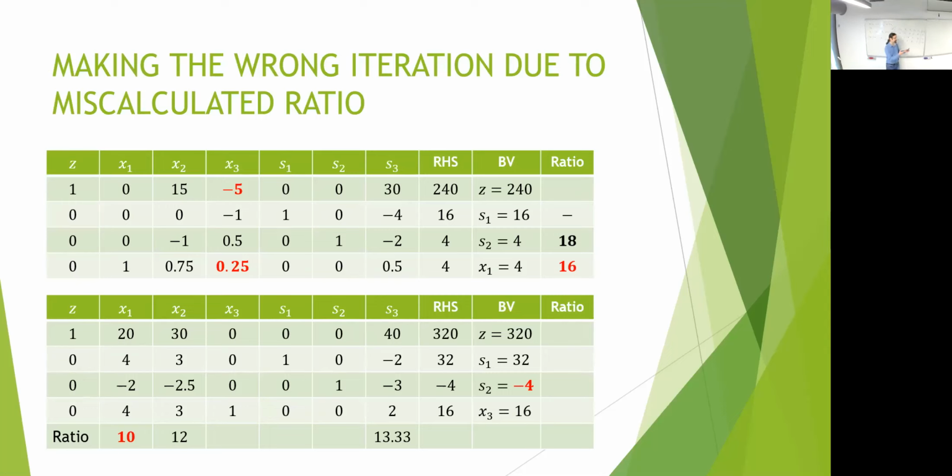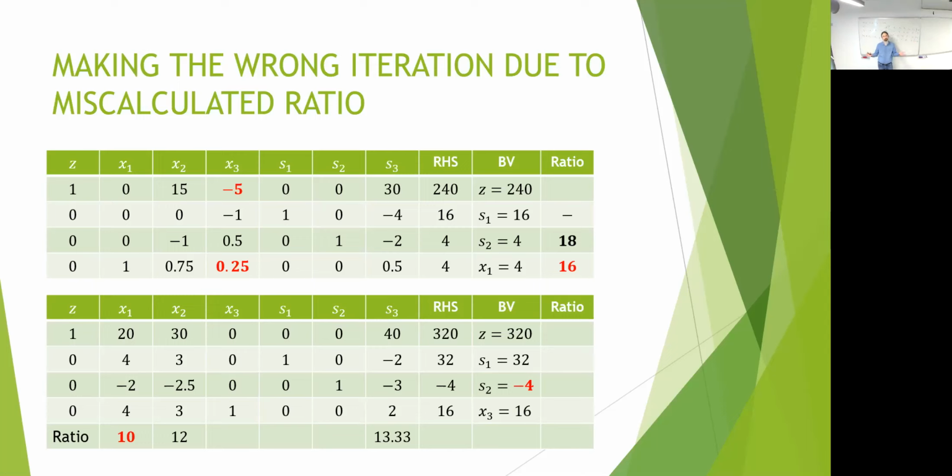For example, this is the Dakota example with the last row taken out. We don't need that last row anyway. At this point, this is not an optimal solution yet, so we are trying to make an iteration. This is the last iteration before the optimal solution, if I'm not wrong. So we are trying to enter from x3, which has a value of -5, and we need to find the ratio and do the ratio test: 4 over 0.5 becomes 18 instead of 8.